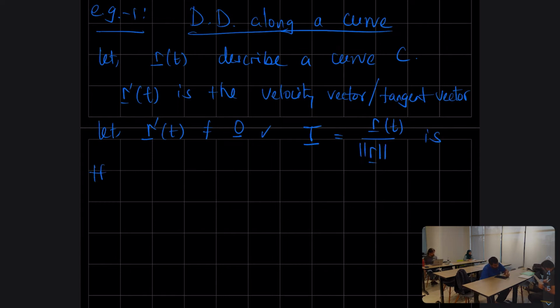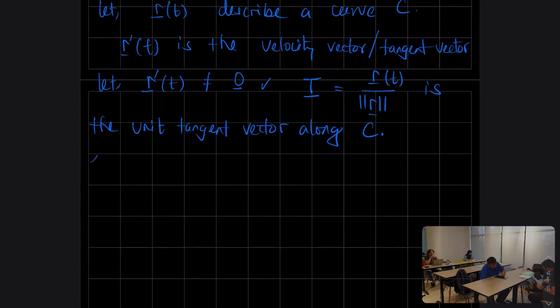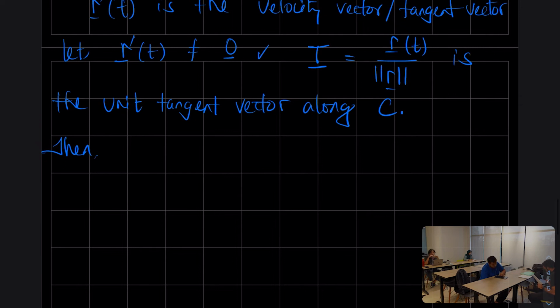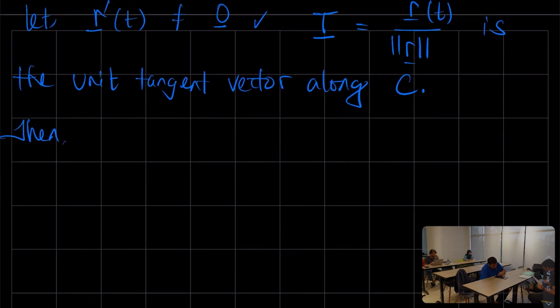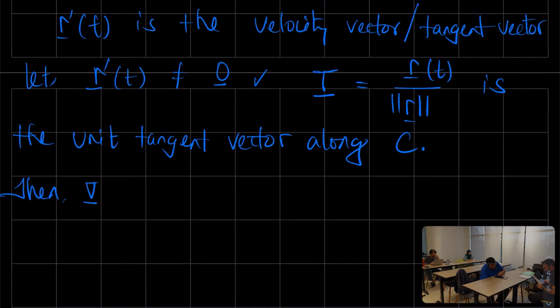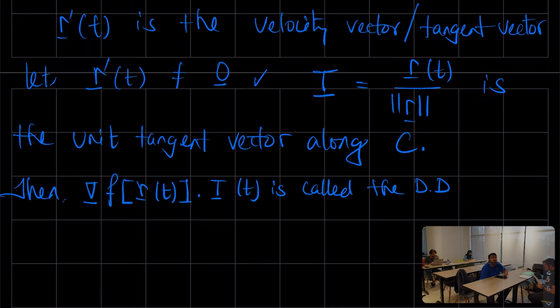And let T be defined by this, the unit tangent vector along C. Then this dotted with the gradient of f is called the directional derivative of f along curve C. So that's the definition.